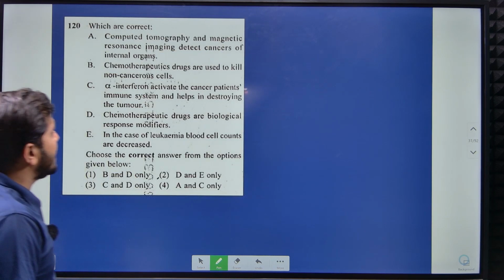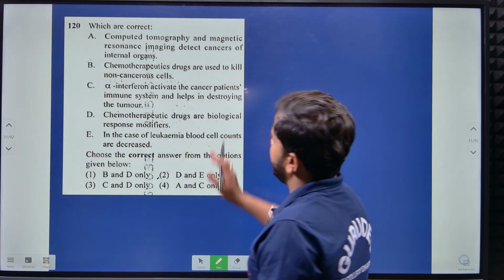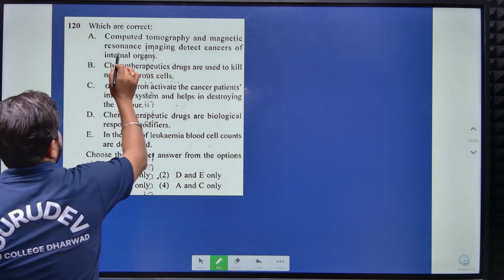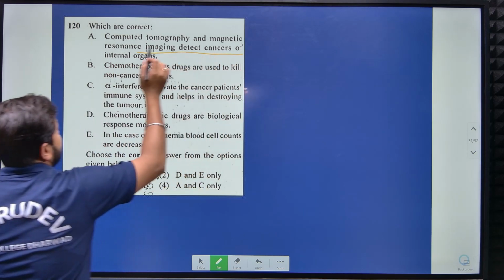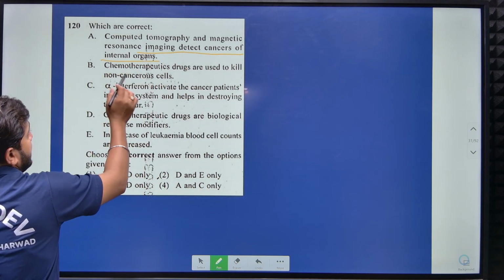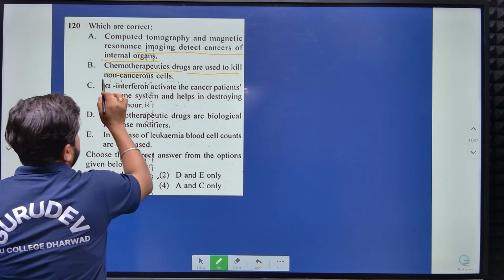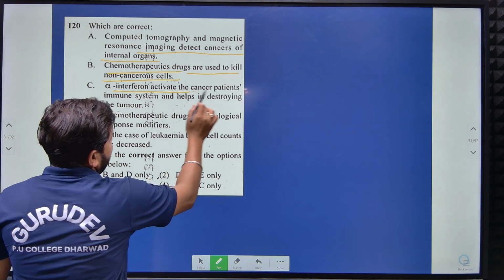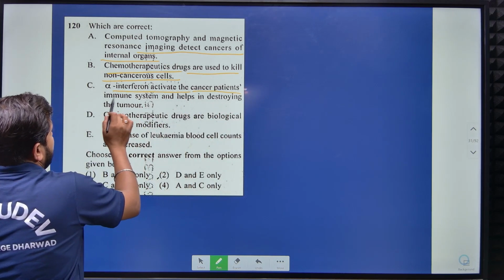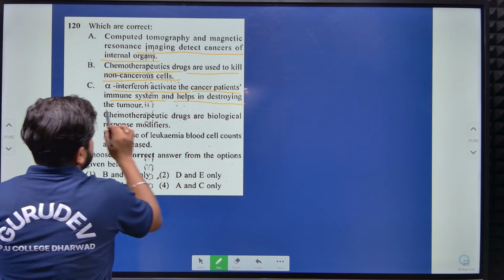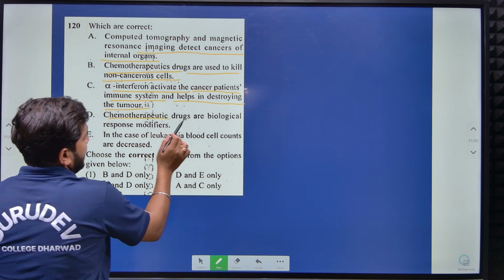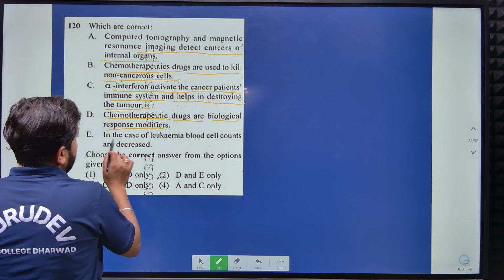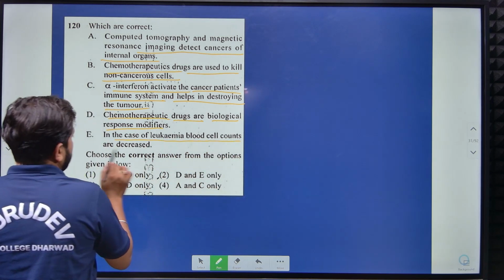Then which are the correct statements, right? That is what we have to choose. Computed tomography and magnetic resonance imaging detect cancers of internal organs. Then chemotherapeutic drugs are used to kill non-cancerous cells, right? Then alpha interferons activate the cancer patient's immune system and help in destroying the tumor. Then chemotherapeutic drugs are biological response modifiers, right? Then in case of leukemia, blood cell count is decreased.